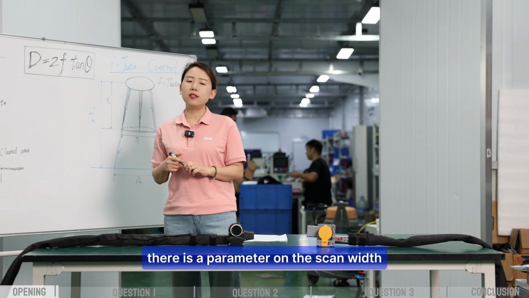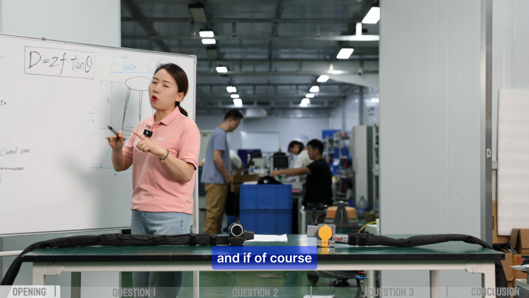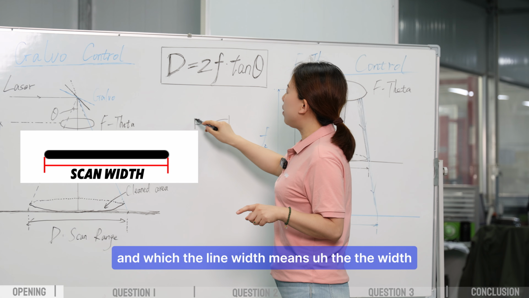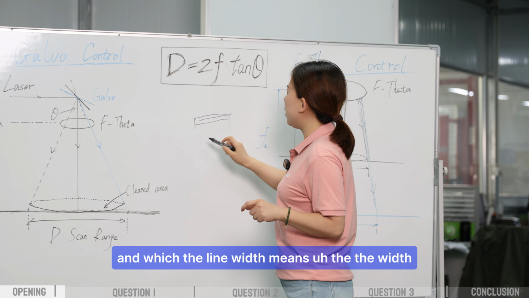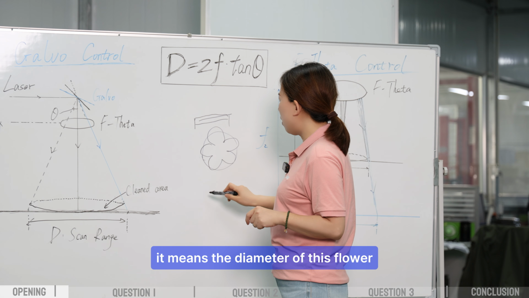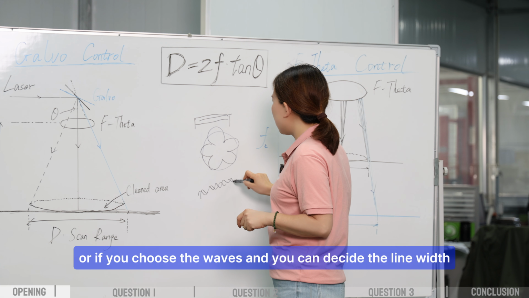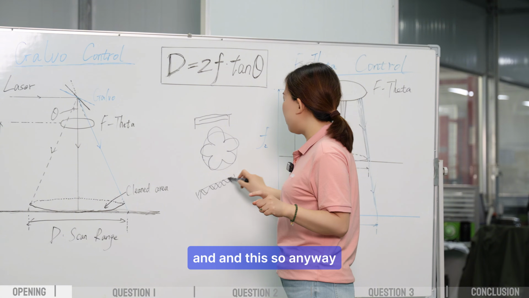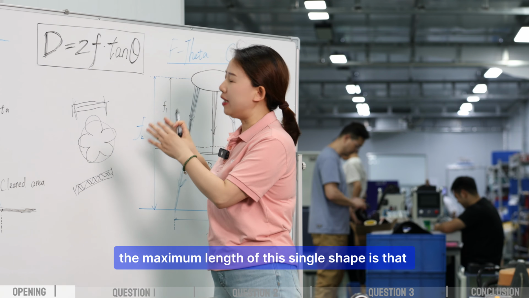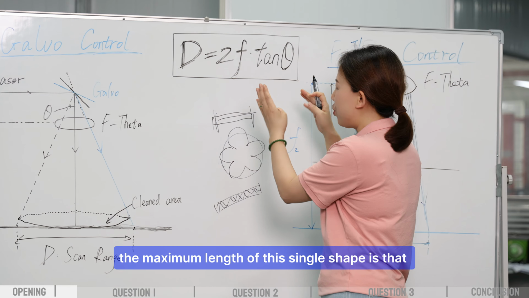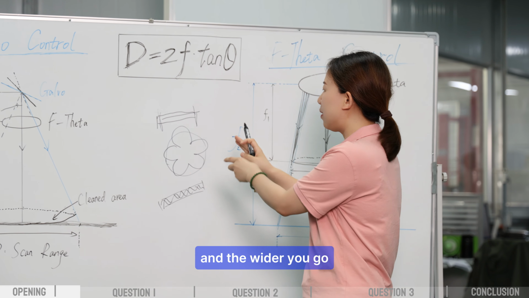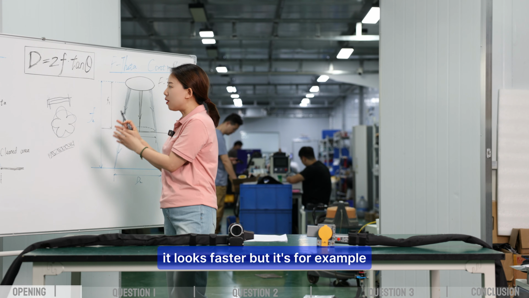There is a parameter on the scan width, the line width, and of course you can choose different shapes. If you choose the 9 shapes, the line width means the width, and if you choose flowers, it means the diameter of this flower. Or if you choose the waves, you can decide the line width. So anyway, the maximum length of this single shape is that many people think one time you shoot the laser, the wider you go, the longer you go, it looks faster.